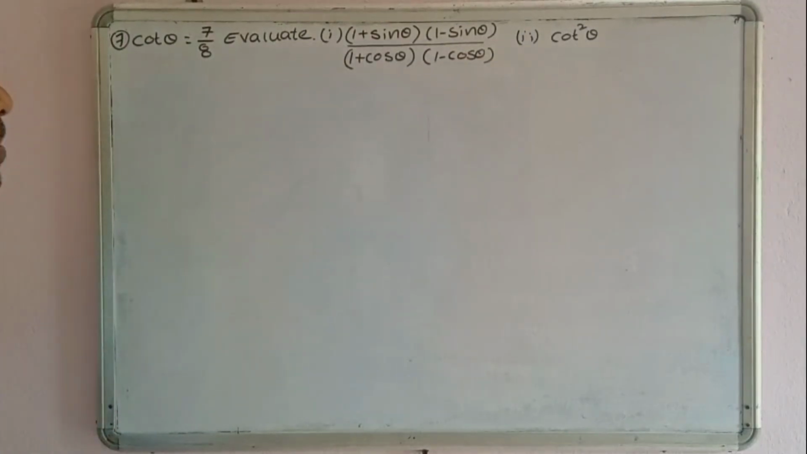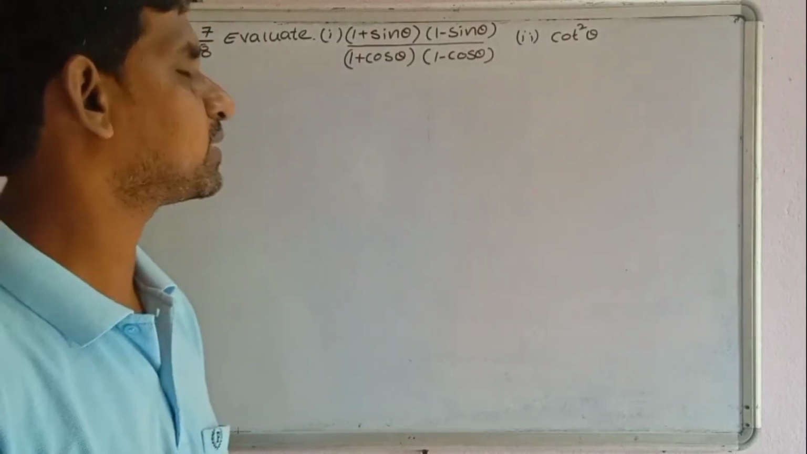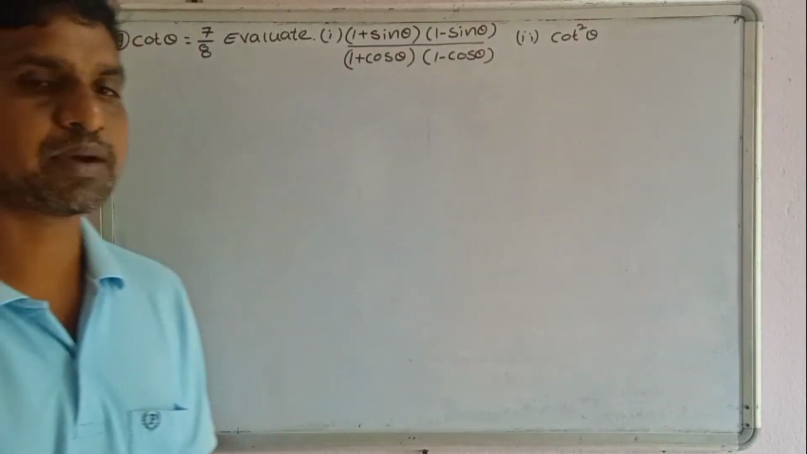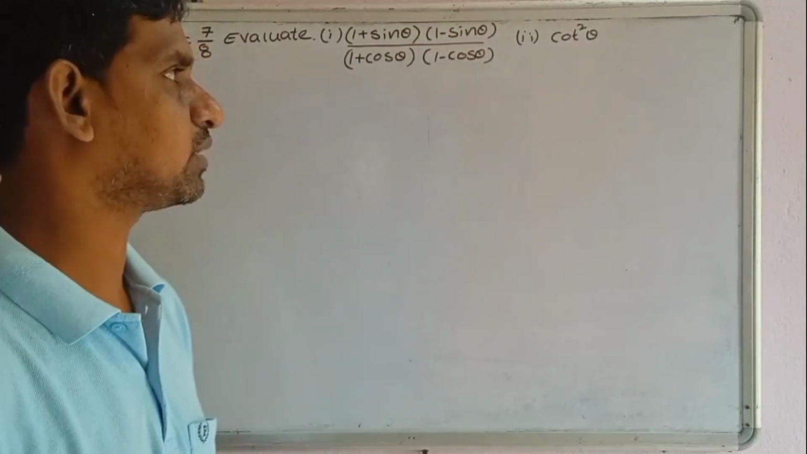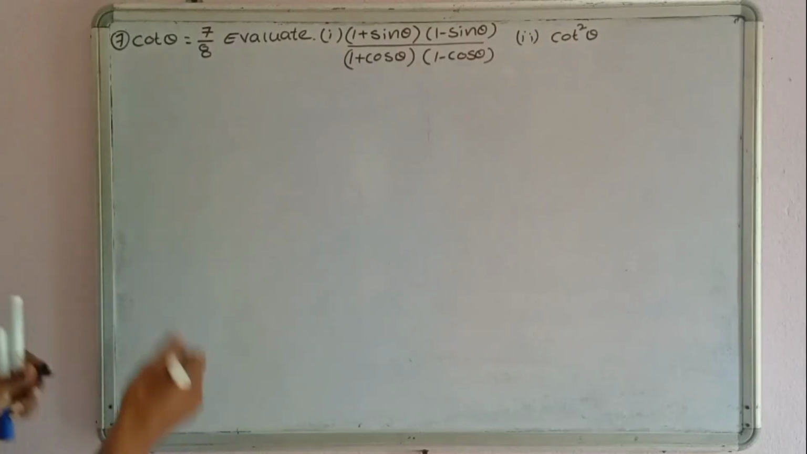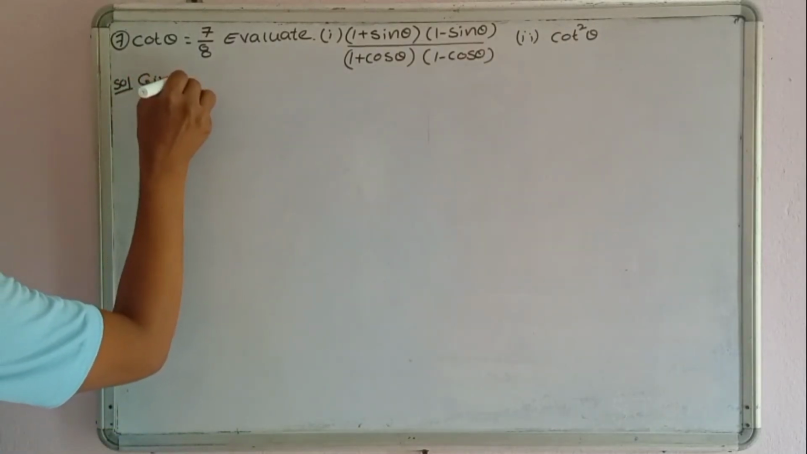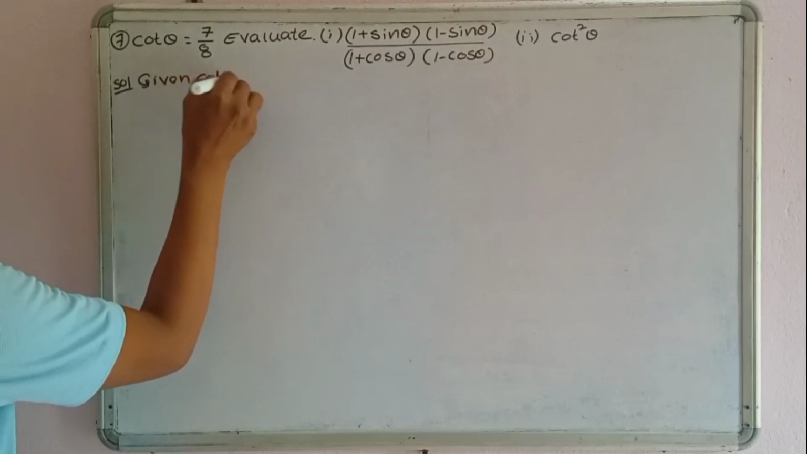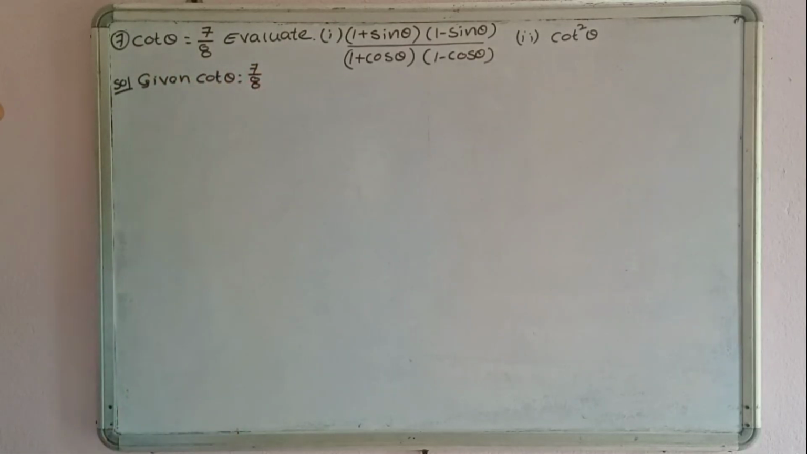Problem 7. Cot theta equals 7 by 8. Evaluate: one, (1 plus sin theta)(1 minus sin theta) by (1 plus cos theta)(1 minus cos theta), and the second one is cot square theta. Okay, see the solution. First, given cot theta equals 7 by 8.